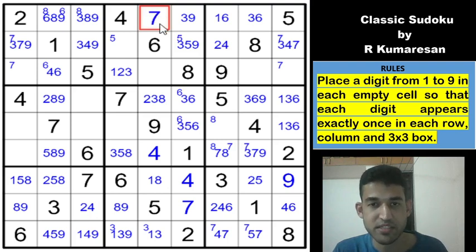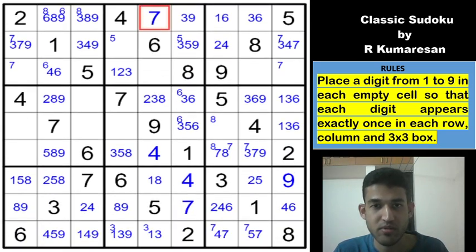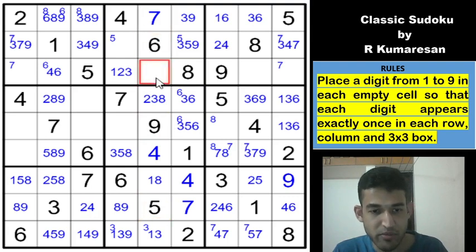Why is the corner pencil mark not going? Yeah. And this cell now, sorry guys. This cell now 4 5 9 6 7 8 8 8. This would have to be a 1 2 and 3.